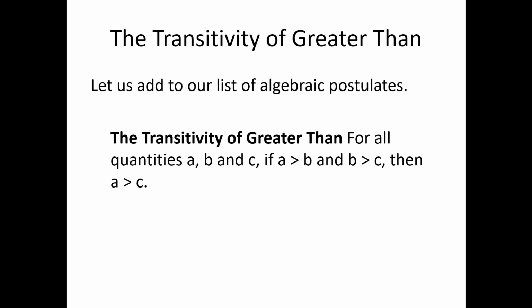And perhaps I should add that immediately we then have the transitivity of the less than relation, because to say that B is less than A is simply to say that A is greater than B. Once you've introduced the notion of greater than, less than is just turning it around. So we have transitivity of greater than and also of less than.